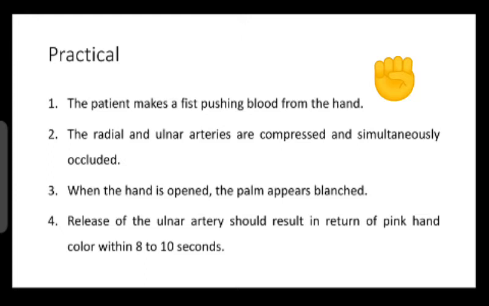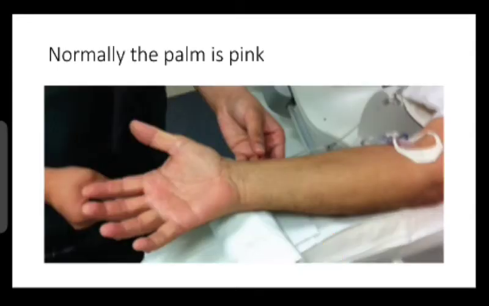Practically, the patient makes a fist, pushing blood from the hand. Radial and ulnar arteries are compressed and simultaneously occluded. When the hand is opened, the palm appears blanched. Release of ulnar artery should result in return of pink hand color within 8 to 10 seconds.